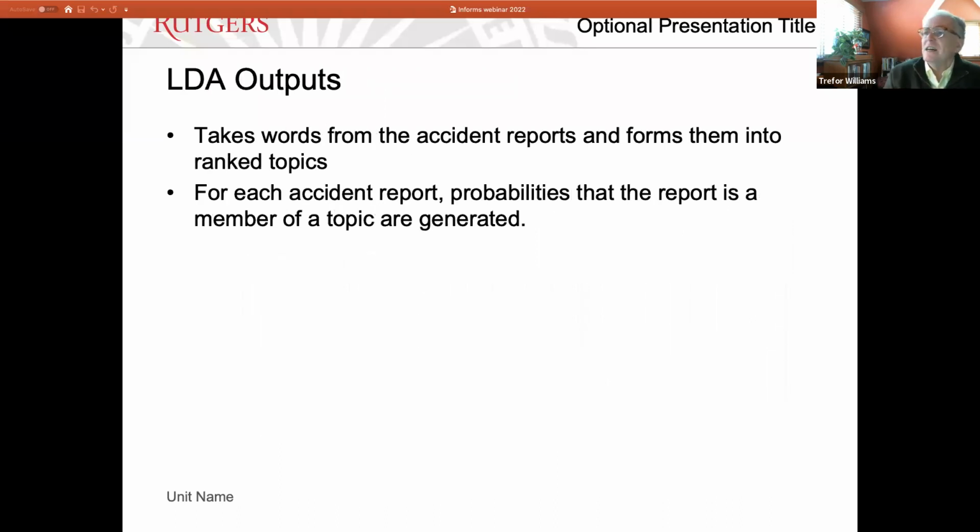So the outputs we're going to get: right now we're doing the accident reports. We're going to take the accident reports and get ranked topics from them, and we're going to know the probability. The other thing that we get from it is that for all of our accident reports, we will also know what topic the algorithm places each one in, or the most likely. It's all probabilities.